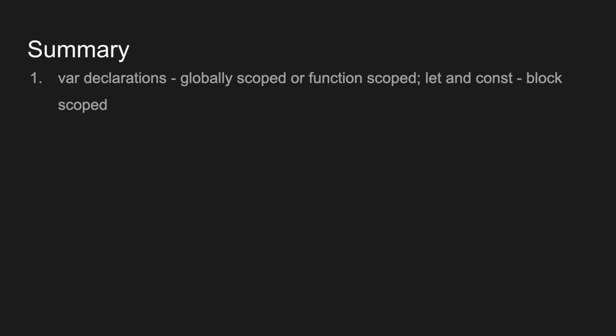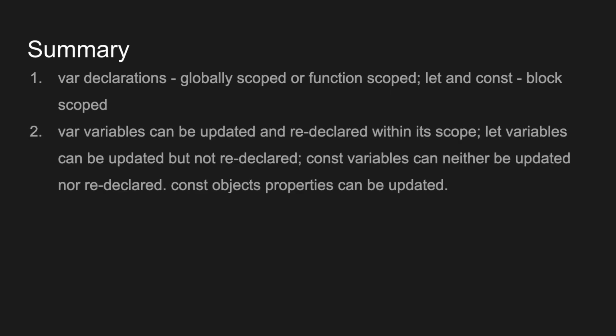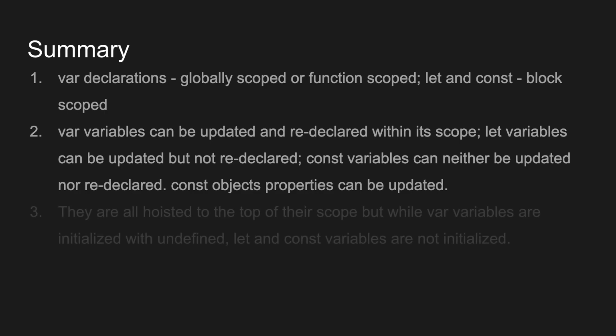So in summary, var declarations are globally scoped or function scoped, while let and const are block scoped. Var variables can be updated and redeclared within their scope. Let variables can be updated but not redeclared. Const variables can neither be updated nor redeclared. However, const object properties can be updated.